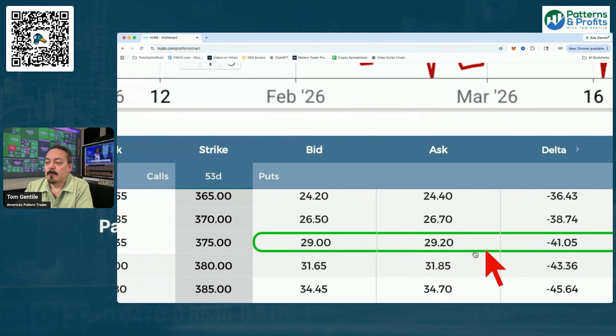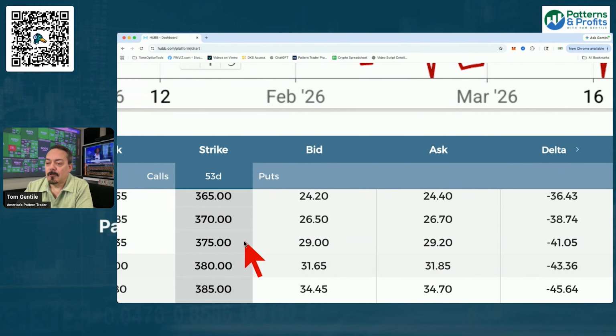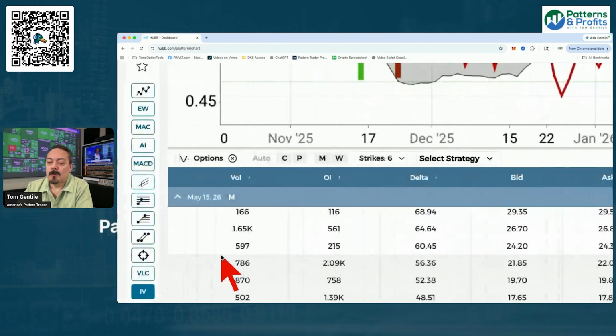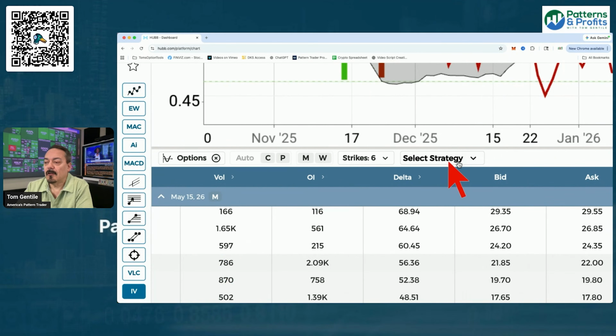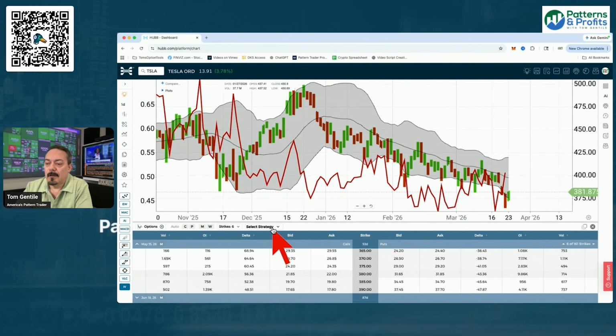And here are my at-the-money puts on the right. Again, 375, 380. The easiest way to do this is right up here. You see this select strategy? We can select the straddle. And that's what I'm going to do. I'm going to click on straddle.